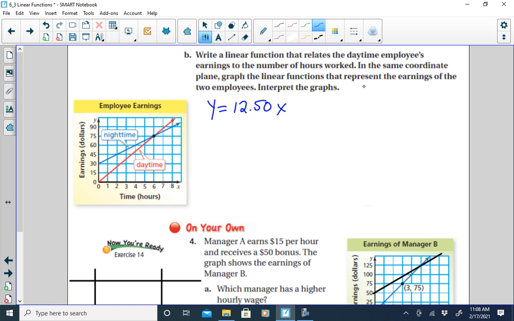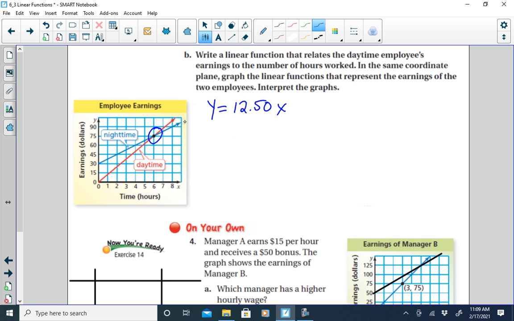It says, interpret the graphs. Well, what does this point represent here? Anytime we graph two equations in the same coordinate plane, that represents a system of linear equations. The intersection point of the system of linear equations is the point at which both equations are the same. So it's after 6 hours that the daytime employee and the nighttime employee make the same amount of money. Once you go more than 6 hours, the daytime employee is going to make more, and the nighttime employee is going to make less money, right? And that's what we're seeing with those graphs.